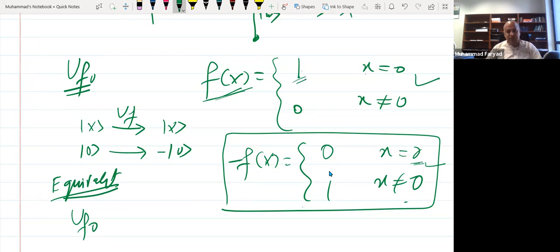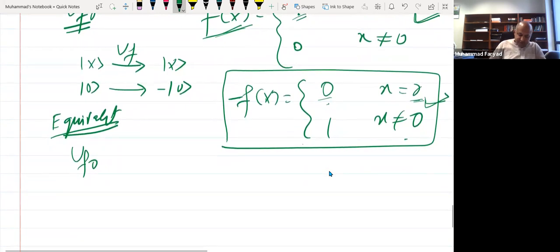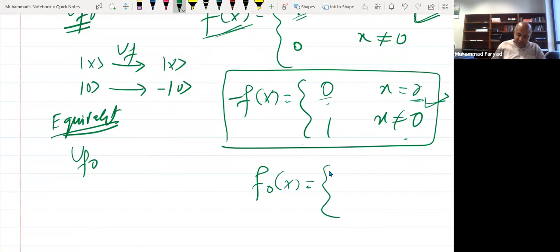I will have to give a minus sign to only one input and not everything else. But when we define it like this, I will have to build an oracle to give a minus sign to every output except for the 0 input. So implementation wise, this is better, but for analysis purposes, this is better, because I will not have to worry about the overall negative sign with the state. So I'm going to define this UF naught for a function f naught of x like this, that this is 0 when x is 0, and this is 1 when x is not equal to 0.